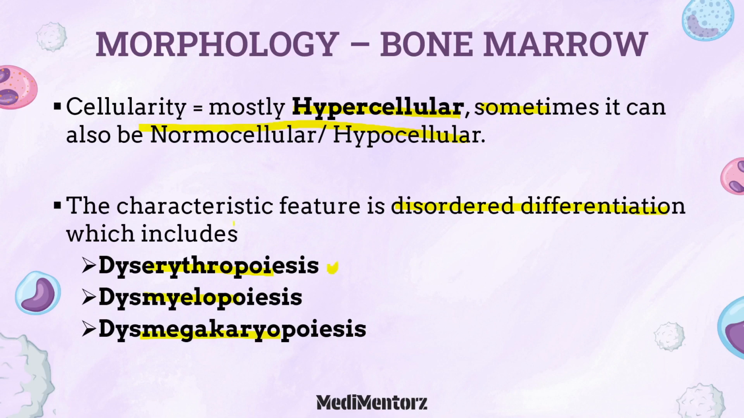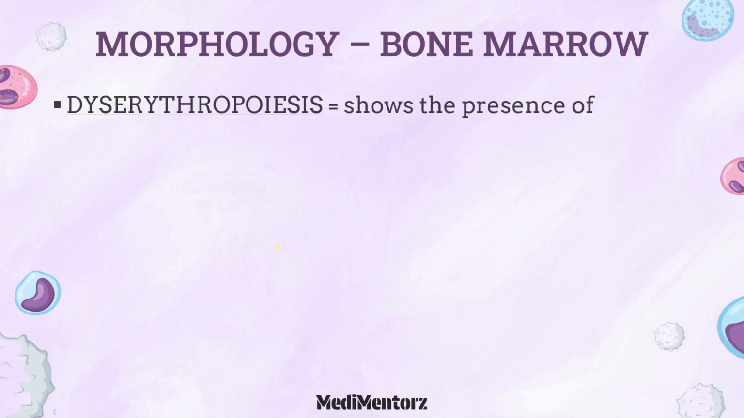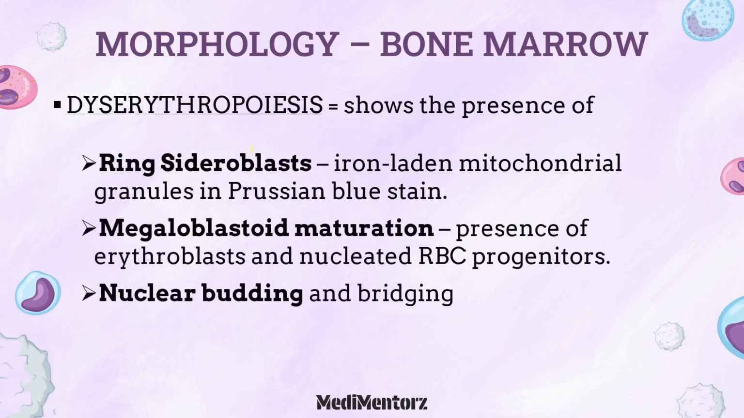So dyserythropoiesis refers to defect in maturation of the erythroid series, the dysmyelopoiesis refers to defect in maturation of the myeloid series, and the dysmegakaryopoiesis refers to defect in maturation of the platelet series. So first, let's see the features of dyserythropoiesis. Dyserythropoiesis shows the presence of ring sideroblasts, megaloblastoid maturation, nuclear budding, and bridging.